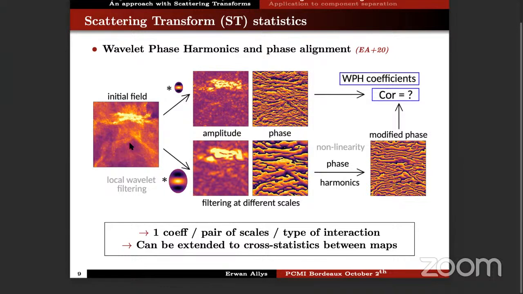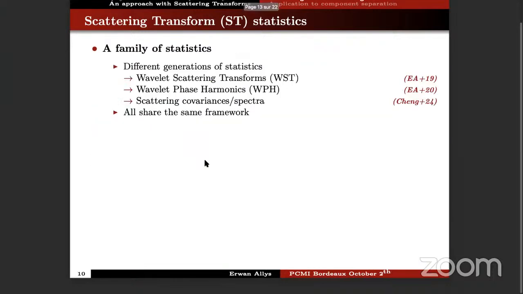So then you do a correlation and you have information about the fact that the scales are statistically aligned, anti-aligned, or independent in terms of phase. And you can do the same, for instance, with the amplitude: you have the local correlation between the local amplitude of the oscillation at different scales. Doing that, you see that you have summary statistics. Here you have one coefficient per pair of scales per type of interaction.